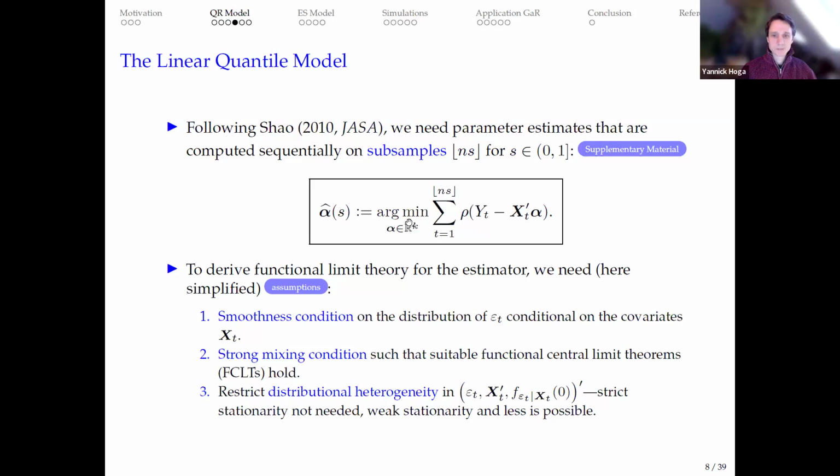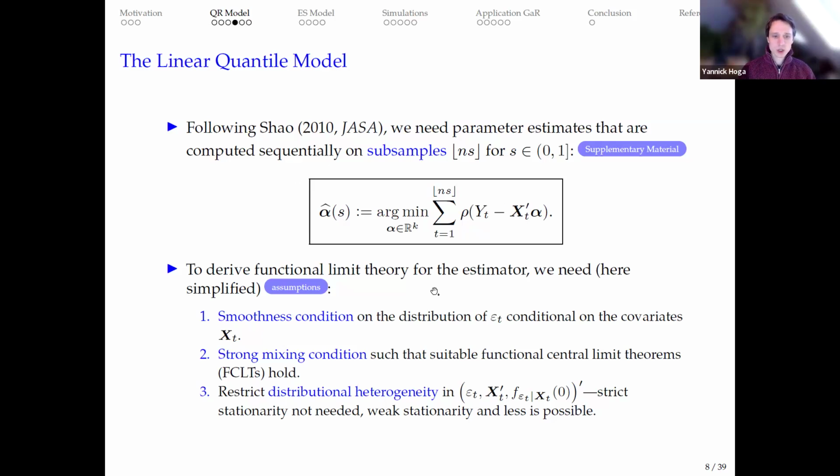And to do self-normalization, and that's what I meant by this, you need to derive this functional central limit theorem. And it's functional because the estimator now takes a parameter, just like a function.